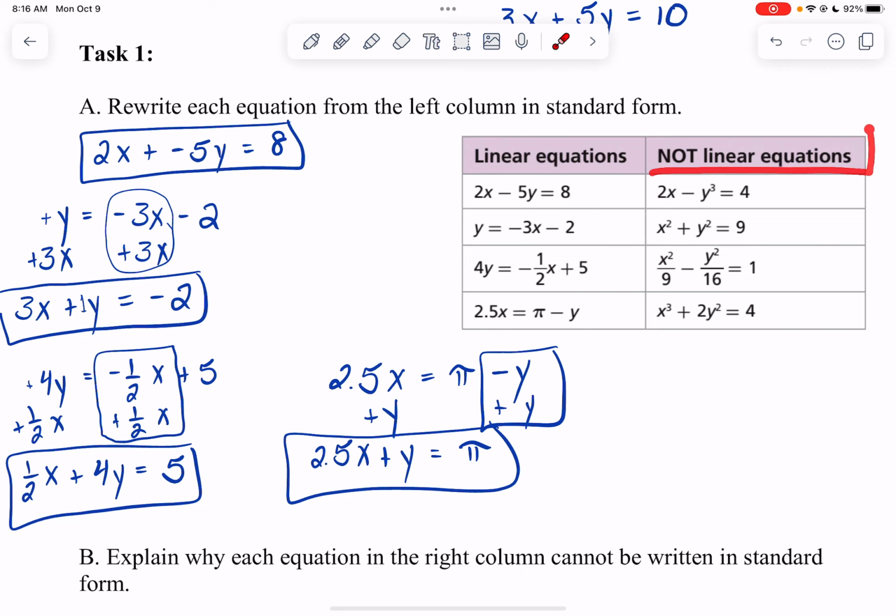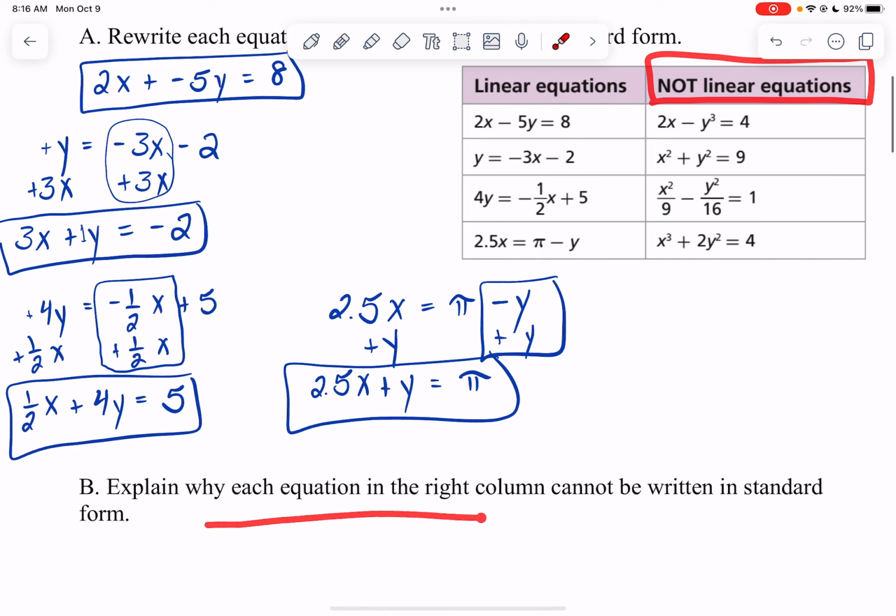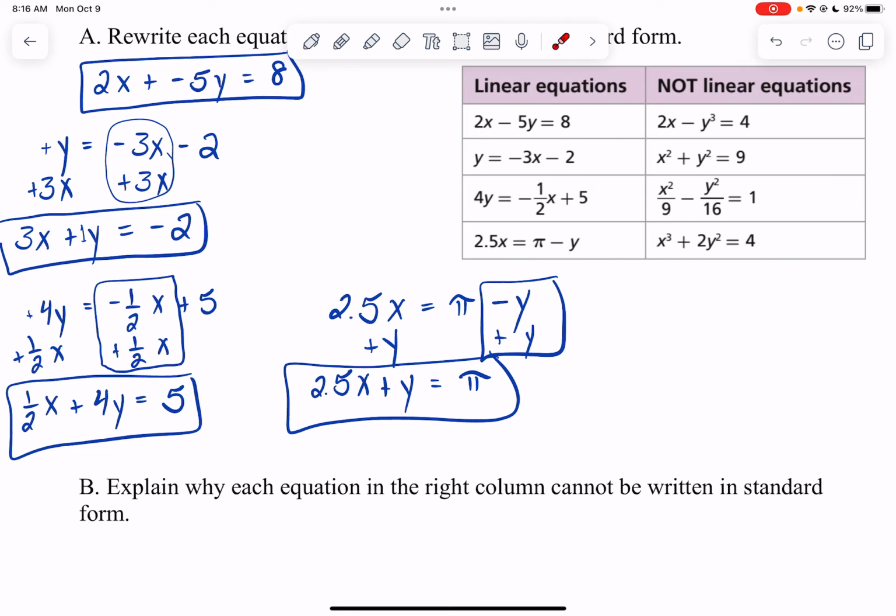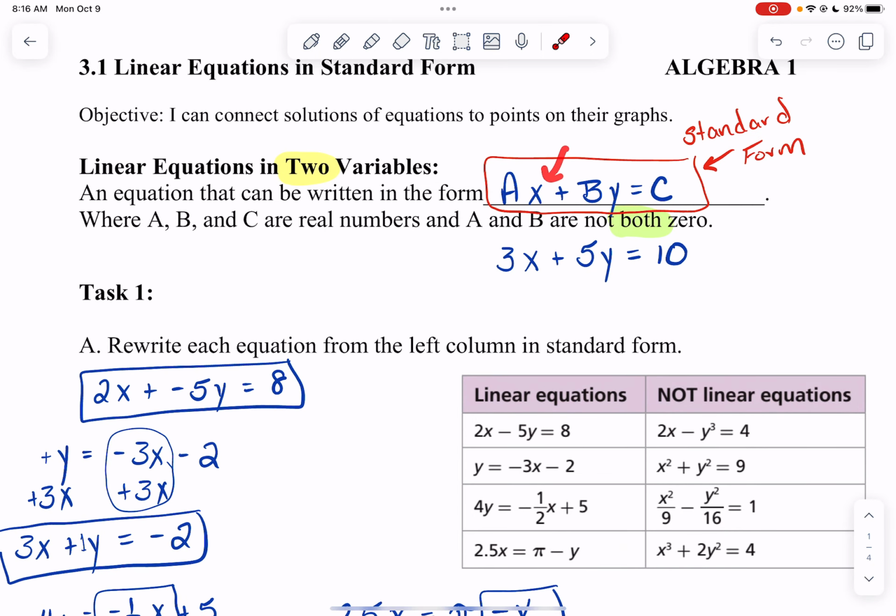Let's look at the not linear equations. Explain why each equation in the right column cannot be written in standard form. Okay, so if we look at each of these, we have 2x minus y to the third. That y has an exponent. In standard form, the exponents on both my x's and y's, well, we don't have it written in, but really the exponent is 1, right? They're to the first power.